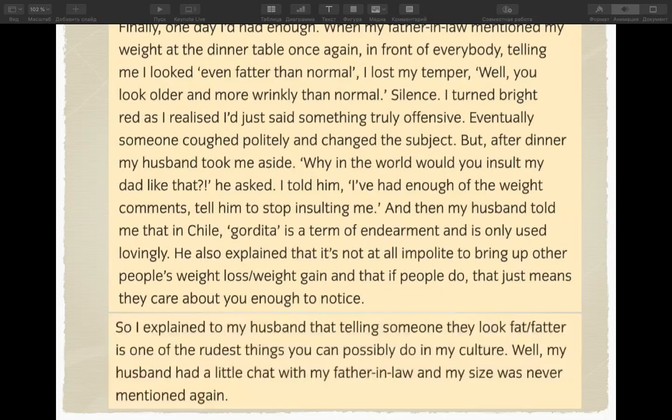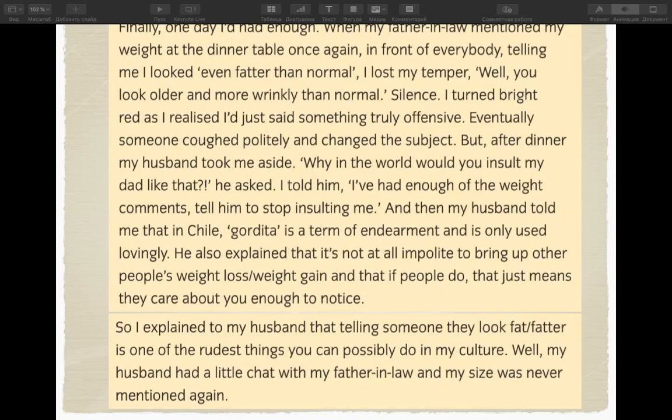So I explained to my husband that telling someone they look fat or fatter is one of the rudest things you can possibly do in my culture. Rude, the rudest. One of the rudest things you can possibly do in my culture.